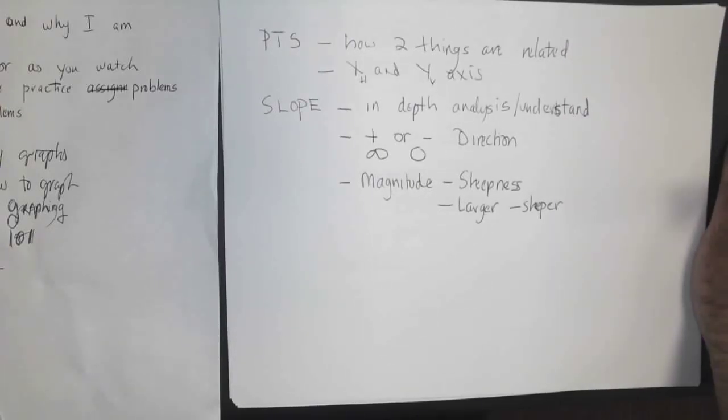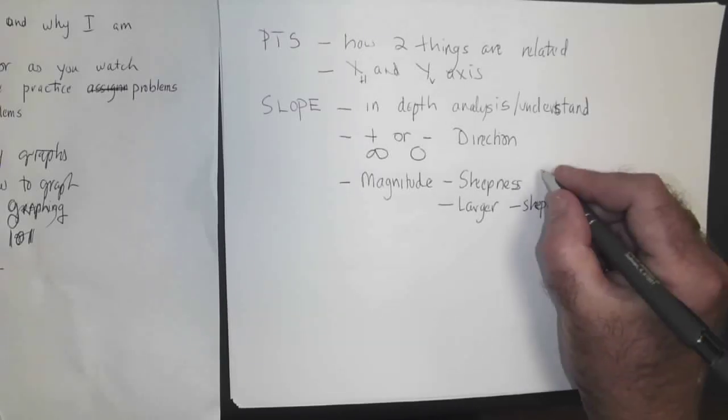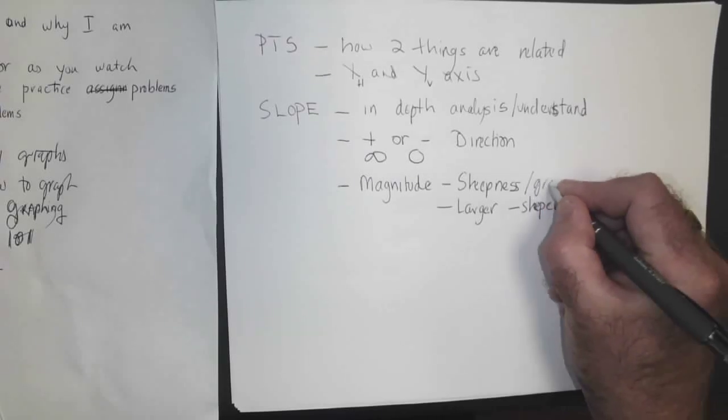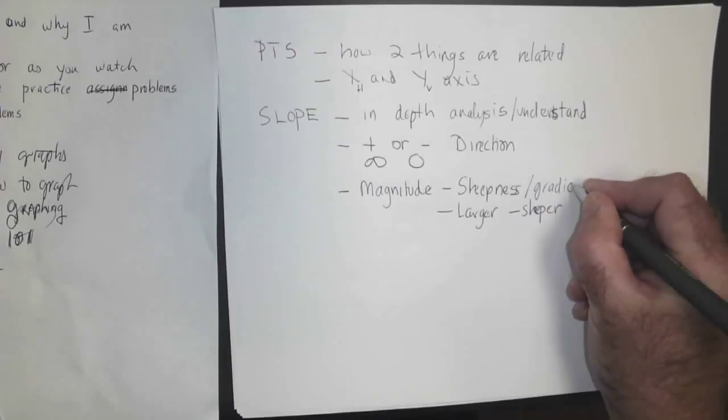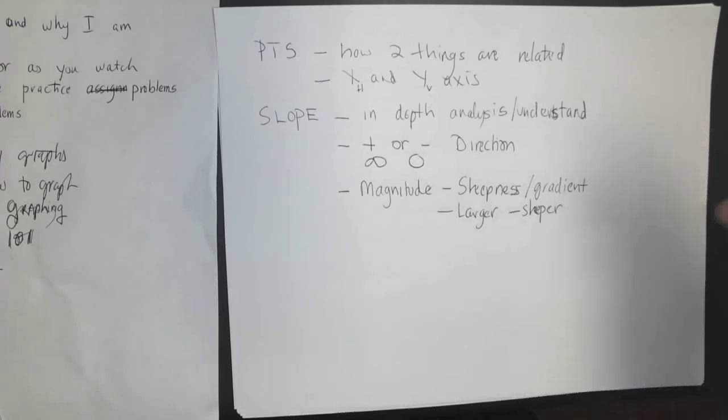The number, the sign, negative or positive, 0, infinite, is going to tell us about the direction. The magnitude, as in how big or small that number is, is going to tell us about the steepness. And if you have ever gone on a bike ride or a walk or a climb somewhere, you often hear about this word called gradient, and that indicates the steepness of the climb.